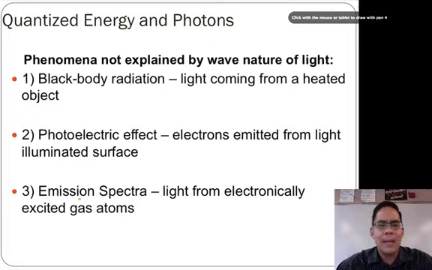So continuing on from the last lesson, quantized energy and photons. As it turns out, when we analyze light, it doesn't just have wave-like properties. It also has particle-like properties. And when we analyze three different phenomena not explained by the wave nature of light, one being blackbody radiation, another being the photoelectric effect, and the last being emission spectra, all three of these give us an idea that maybe light in particular doesn't just have wave-like properties, it actually has particle-like properties.